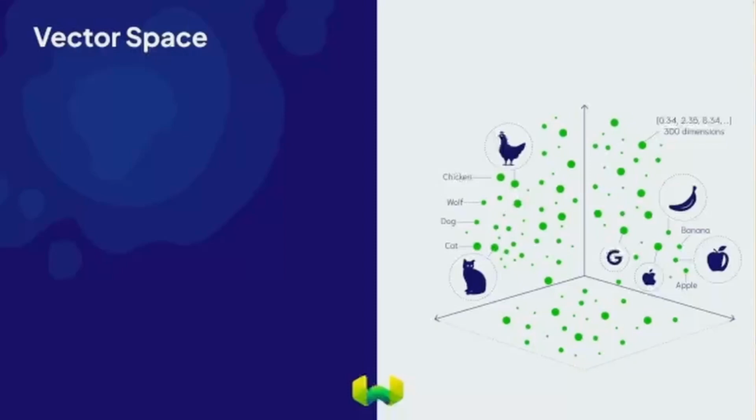It's the same thing for fruits that you see on the other side of the screen. You have banana, apple, bunched together because they have the same meaning.